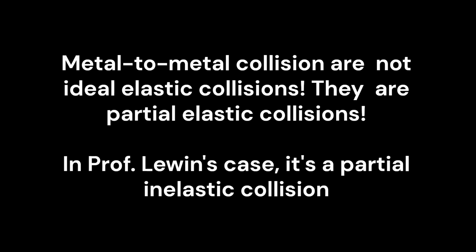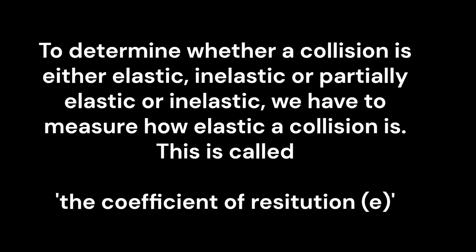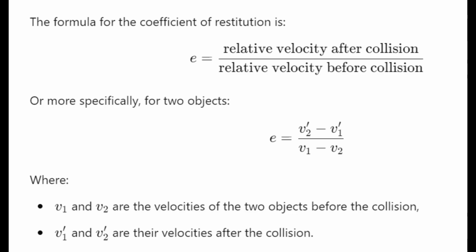So metal to metal collisions are not ideal elastic collisions. They are partial elastic collisions. And in Professor Lewin's case, it's a partial inelastic collision. And so to determine whether a collision is either elastic, inelastic, or partially elastic or inelastic, we have to measure how elastic a collision is. And this is called the coefficient of restitution, E. Here you can see the formula for the coefficient of restitution.